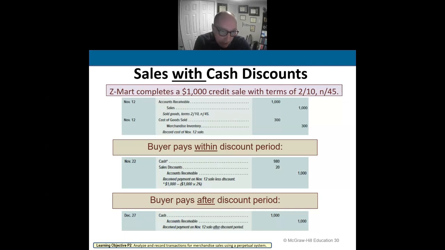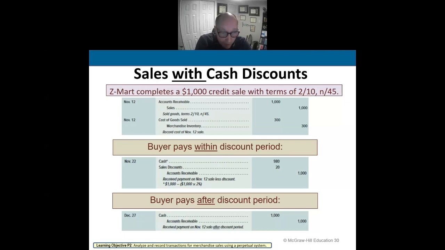This account, sales discounts, is a discount account, right? It represents the sales discounts that you issued. This account actually holds a credit balance normally, and it shows up as an asset. It's a very rare account. And when you see it, it shows up as an asset with a credit balance. And then accounts receivable, credit accounts receivable to reduce it by $1,000.